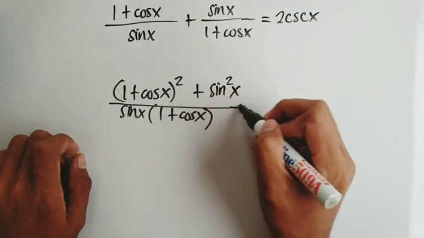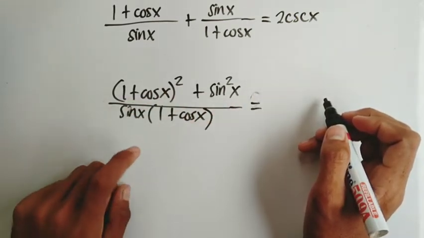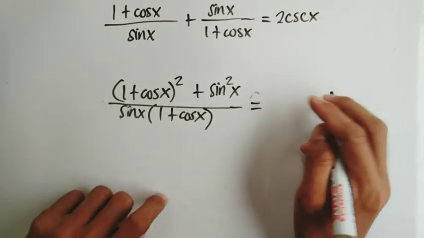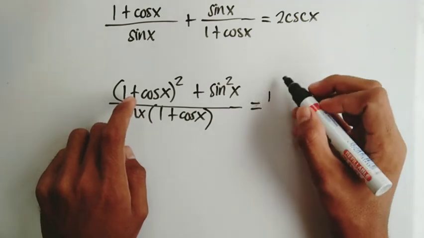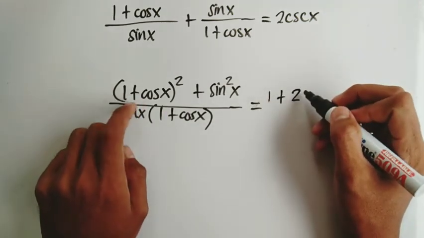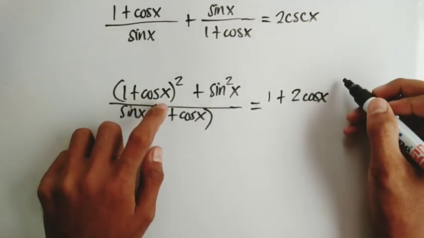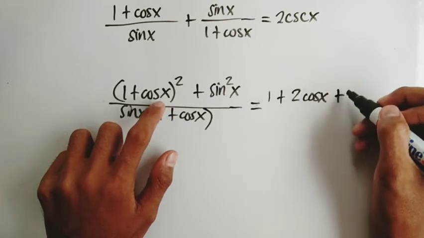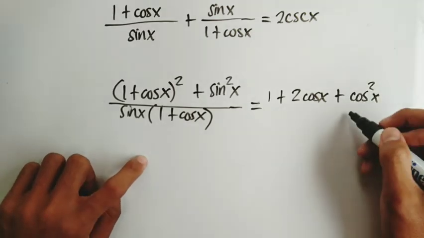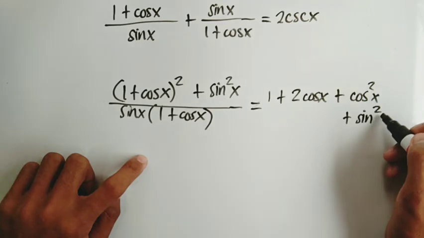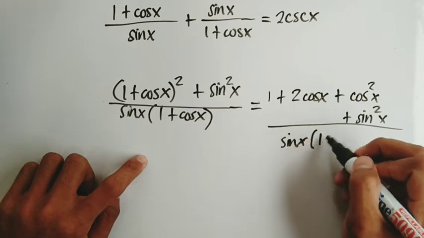Next, anong gagawin natin? Pwede natin to i-expand, kasi cosine squared x, sine squared x, ayun, yung kaninang identity. So squaring this binomial, we have square of the first, 1, plus twice the product of the two. 1 times cosine x is cosine x times 2 is 2 cosine x. Next is square natin yung second term. Cosine x squared is cosine squared x. Then copy na lang natin yung sine squared x. Over sine x times 1 plus cosine x.